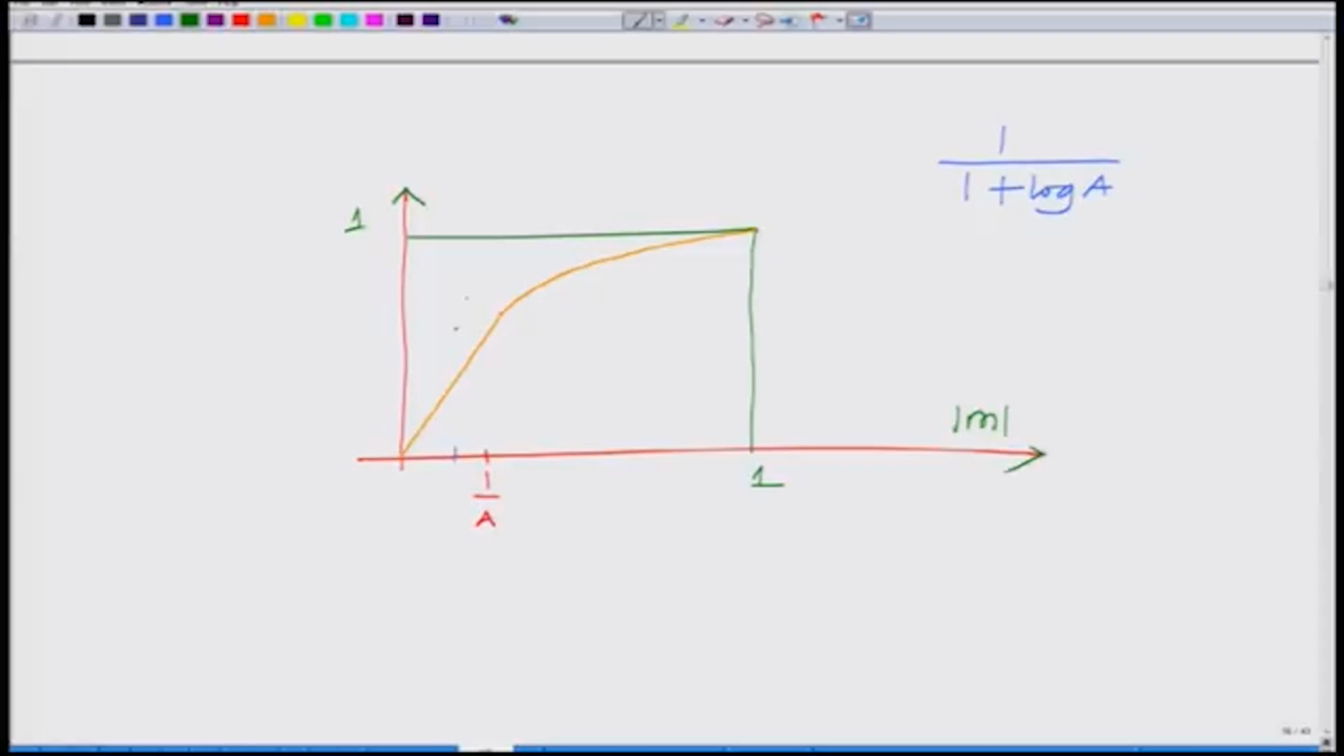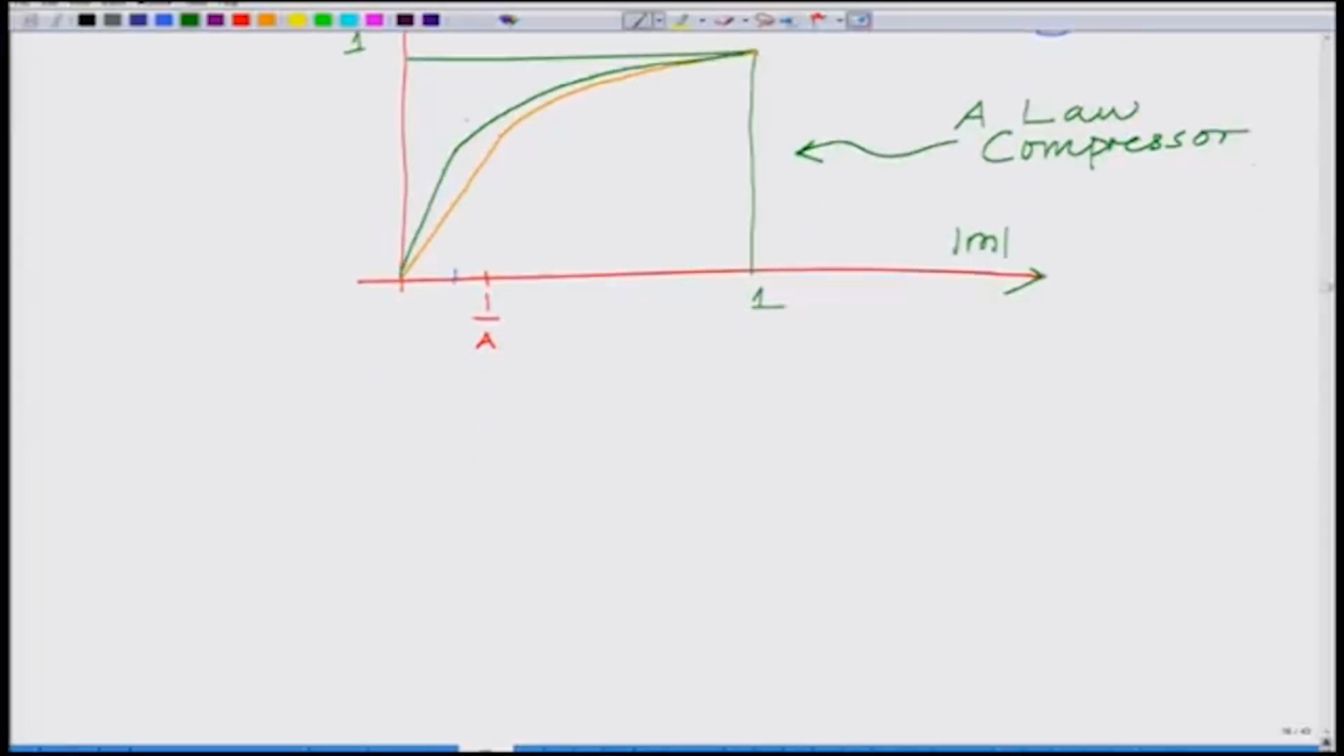Therefore, this point comes down, and it looks something like this, and so on. So, as A increases, this point progressively shifts to the left, and this is basically your A law compressor. So, we have a mu law compressor, we have an A law compressor, and it is also worth noting that this A law compressor is used in the European standards.